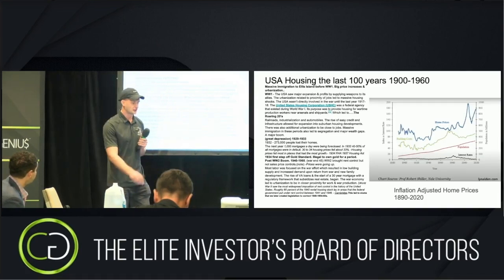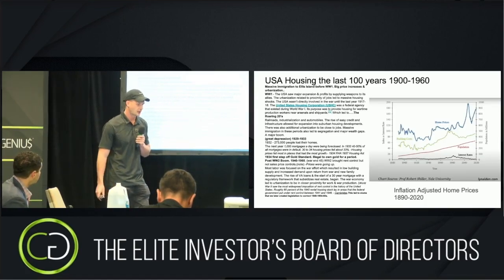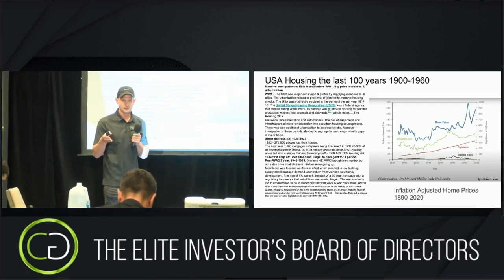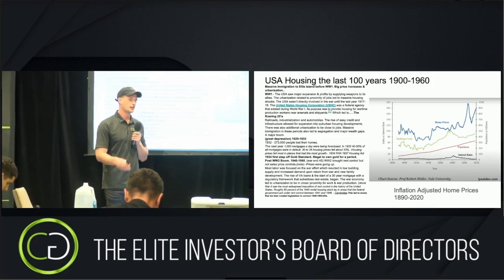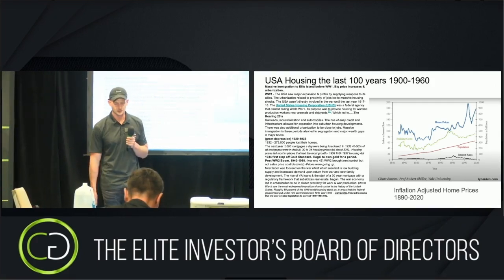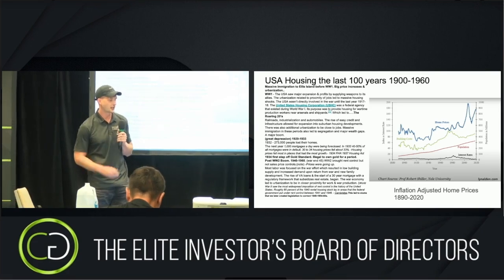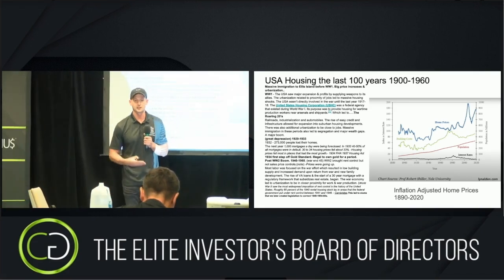I have some charts here that correlate with what I'm talking about. So the beginning of the 1900s, we saw massive immigration to Ellis Island. That's when my family came here. You saw big price increases in urbanization, and we saw a major expansion of our economy.